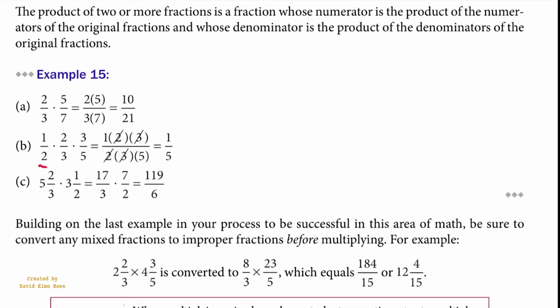1 over 2 times 2 over 3 times 3 over 5. We can cancel out the 2's and the 3's and we end up with 1 over 5.